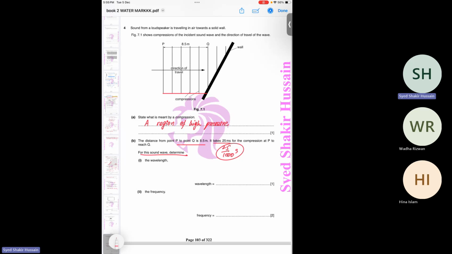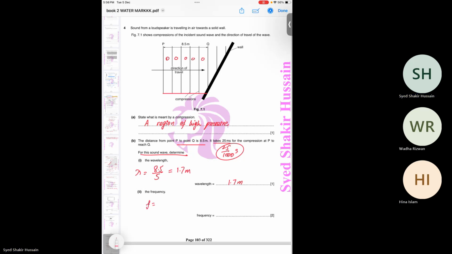So wavelength is what? How many waves are forming between P and Q? 1, 2, 3, 4, 5. So 8.5 divided by 5 is the wavelength lambda. What is the answer to this? 1.7. Actually, I spoke the wrong thing. Okay, 1.7 meter.